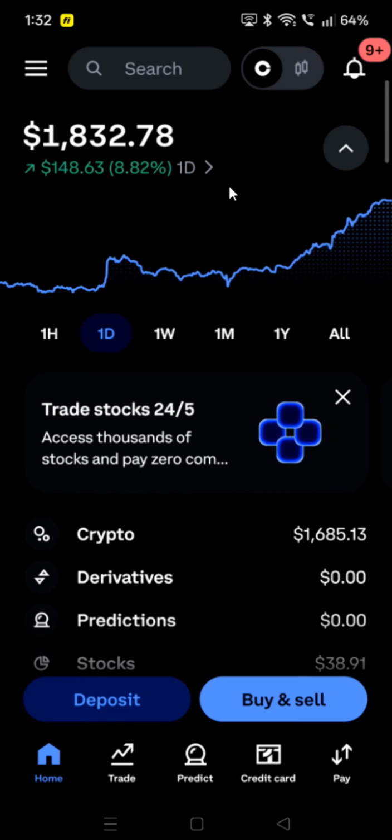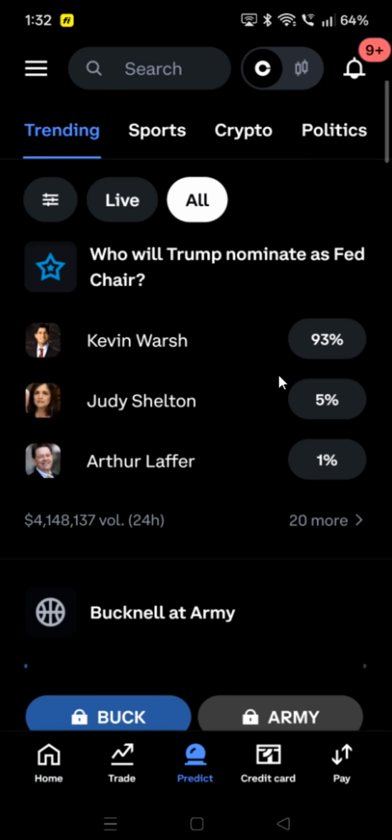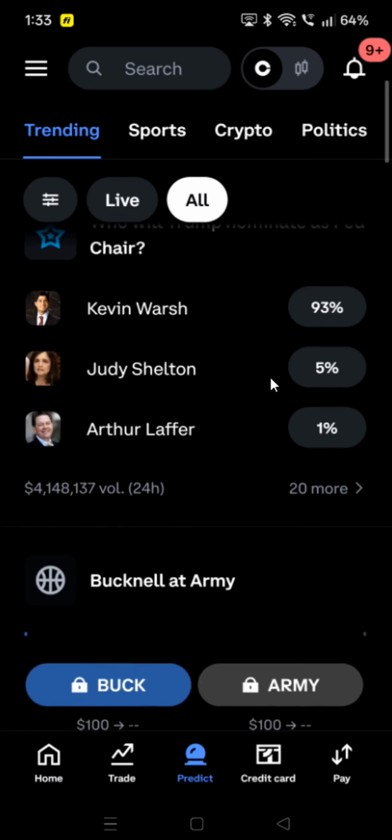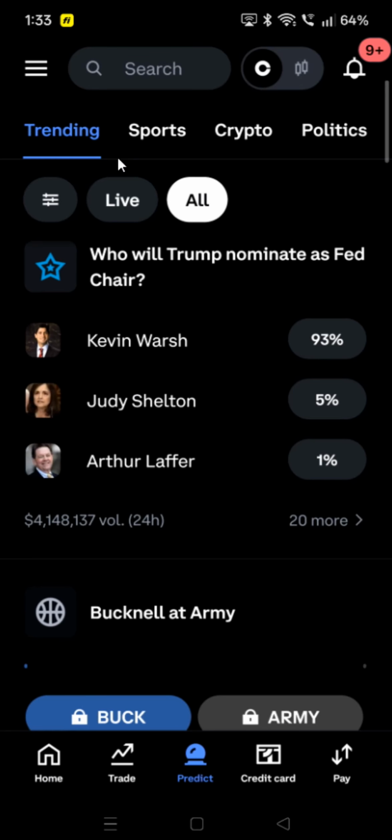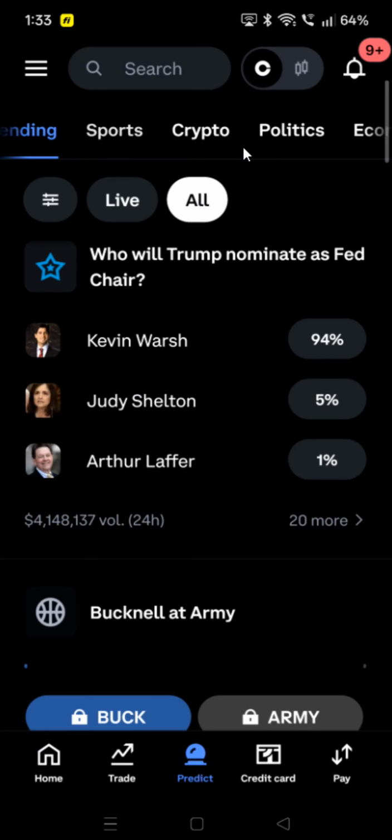And from the homepage of the Coinbase app at the bottom, you can see there's a tab here that says predict. So we're going to click on that. This is going to take us over to the prediction markets. So you can see predictions that are trending, or if you're looking for a specific topic in an area, you can filter it by sports, crypto, politics, things such as that, or you can search specifically for what you're looking for. But let's say, for instance, I'm interested in sports.